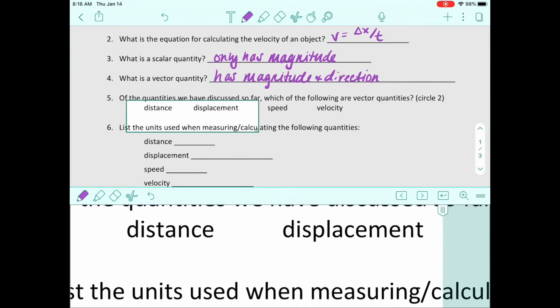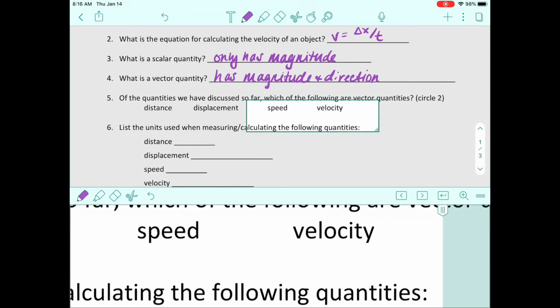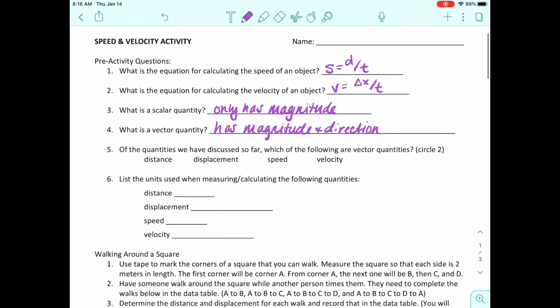So of the ones that we've discussed so far, these 4 terms, distance, displacement, speed, and velocity, which of the following are vectors? So remember, we just said that vectors have magnitude and direction. Okay, so that's going to be displacement and then velocity. Those are the 2 vector quantities. Distance and speed are scalar.